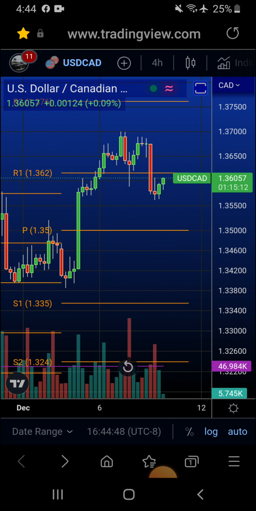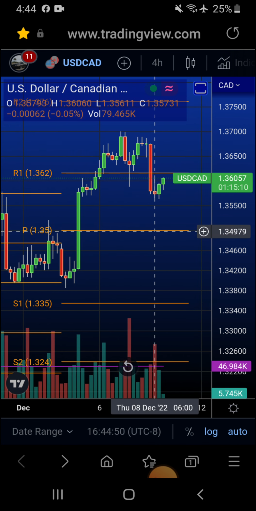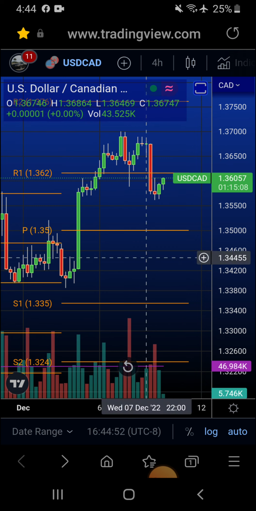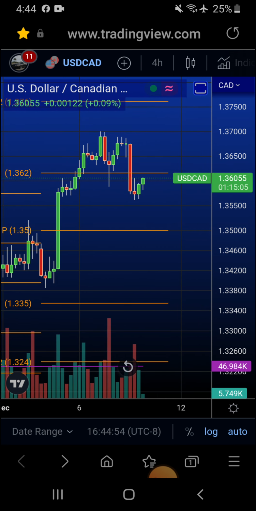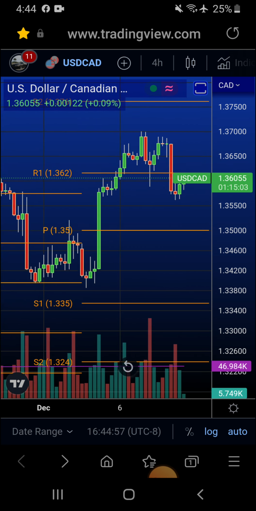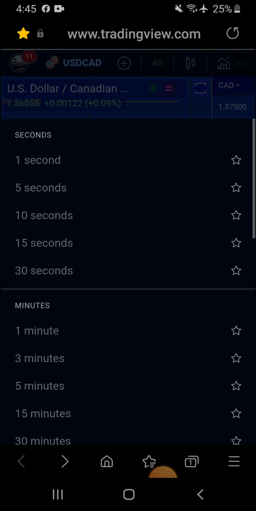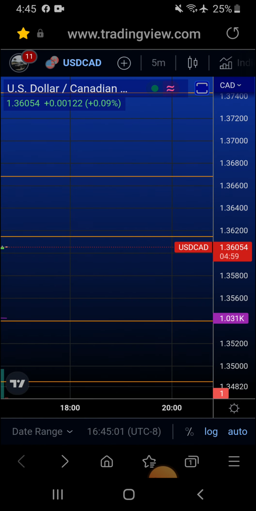So we have S1 way down here. We got basically a support here. We got a resistance here. As you can see, we broke through the resistance. So it really helps you map out levels. You can also get them on the intraday time frames.